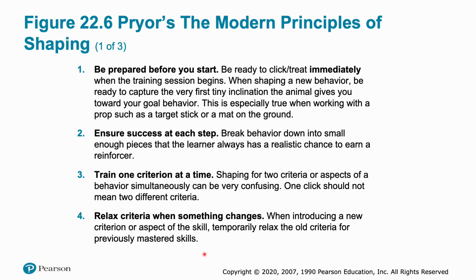Step 3 says, train one criterion at a time. There are many things that we want to work on, and sometimes we want to work on modifying the topography and also changing some dimension of the behavior, but we're going to do each of those things one step at a time. An example that I can give you of this is I work on teaching my clients to work independently. So we work on what we call an independent work program.